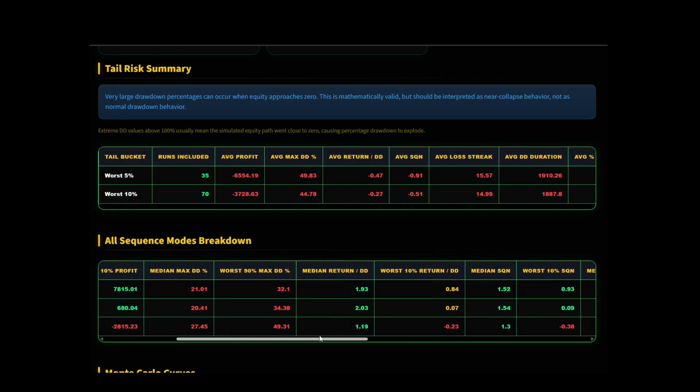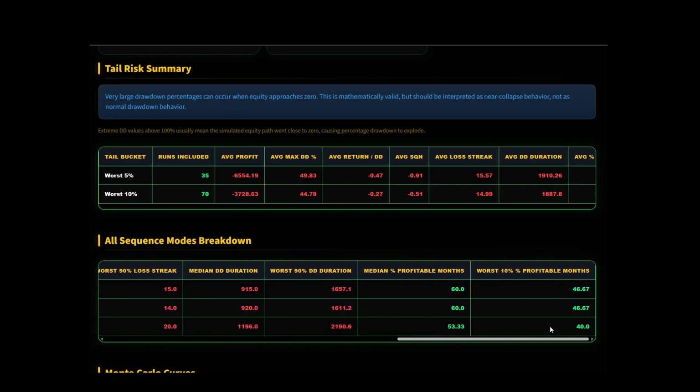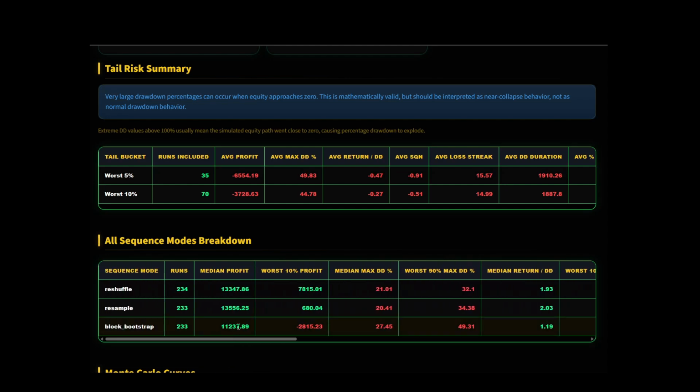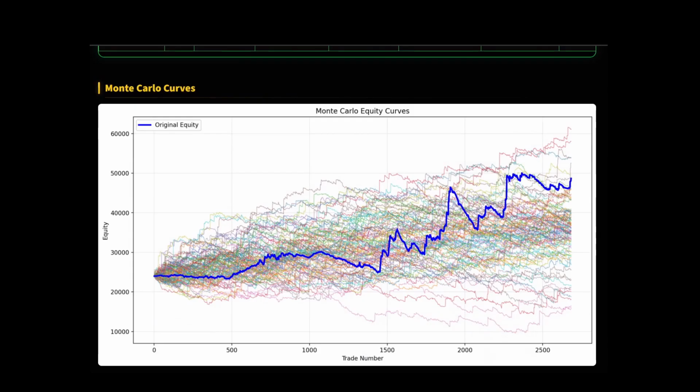This shows how the same trade data behaves when the path is rearranged in different ways. So, instead of trusting one historical order, the tool checks multiple path assumptions. After that, we reach the Monte Carlo curves. The thick blue line shows the original equity path. The lighter curves show the alternative Monte Carlo paths. This gives a visual view of how wide the possible outcomes become when the trade path is stressed.